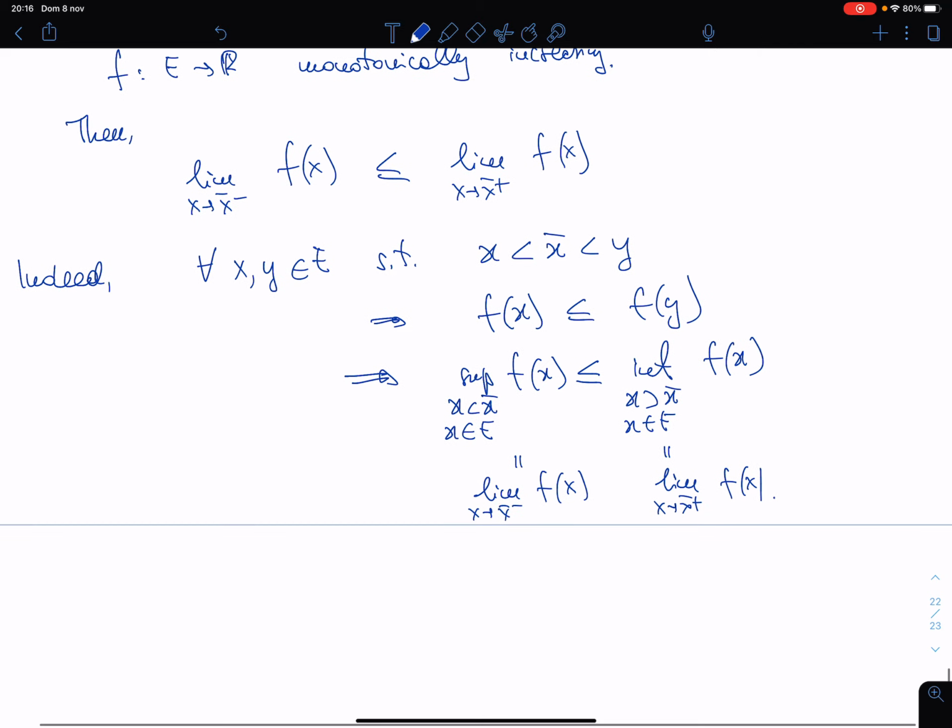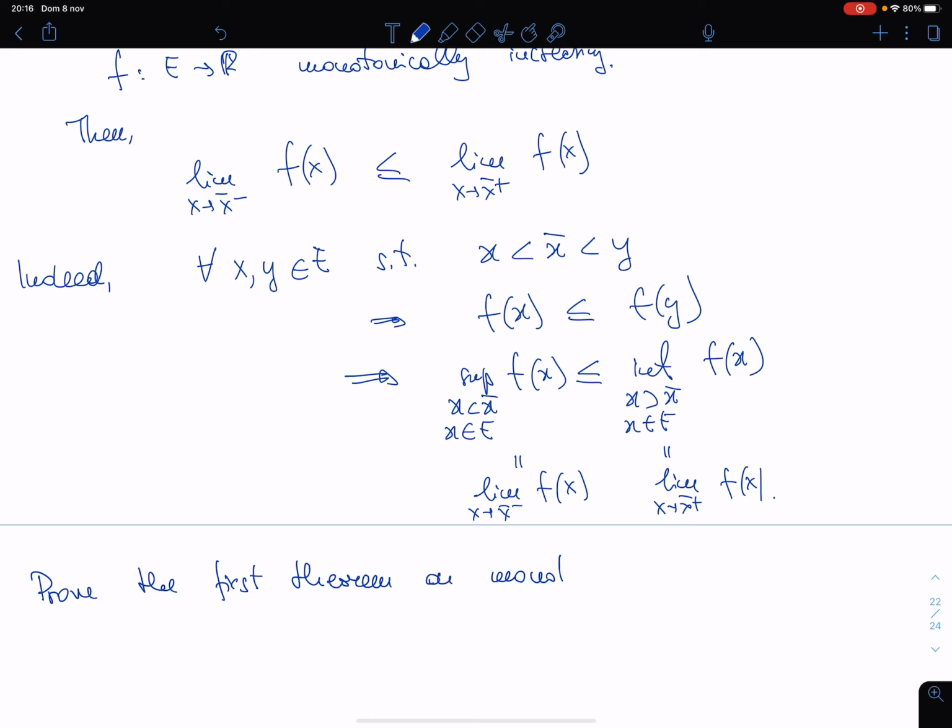And the last thing I want to tell you is just to prove the first part of the theorem on monotonicity and limits in the case where the limit point is equal to plus infinity, because I did not do it.